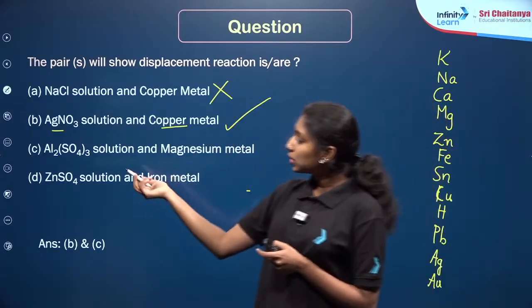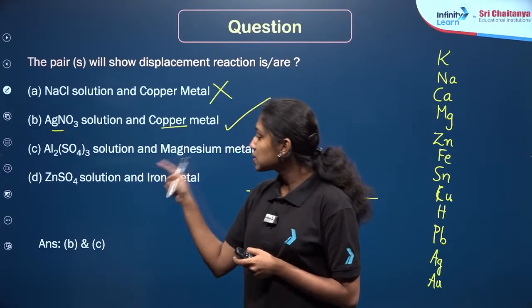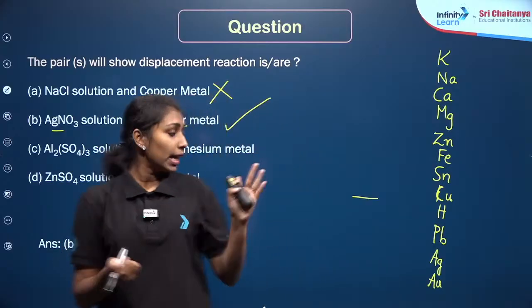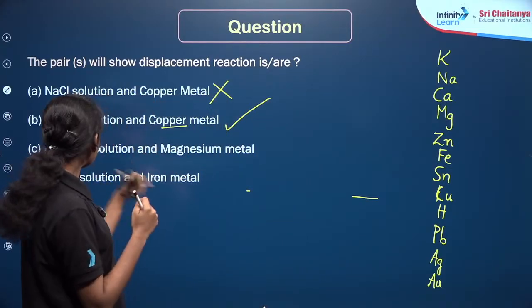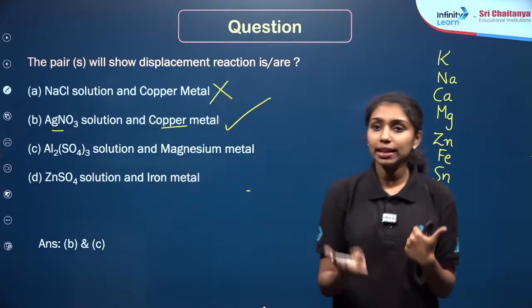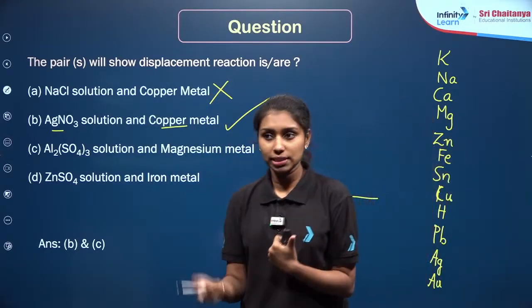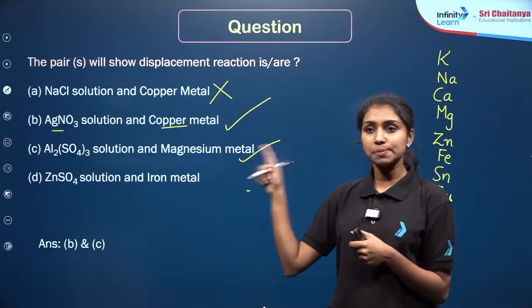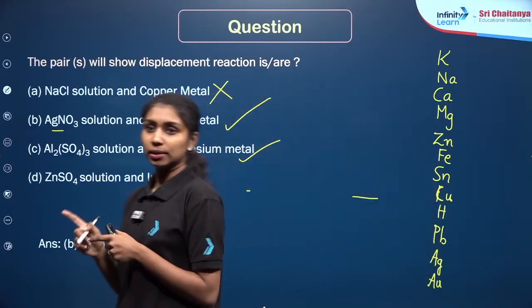Then the second case, aluminum sulfate solution and magnesium metal. If you are comparing the reactivity of magnesium and aluminum, magnesium is more reactive than aluminum according to the reactivity series. So magnesium can displace aluminum from the corresponding salt solution. Clear?